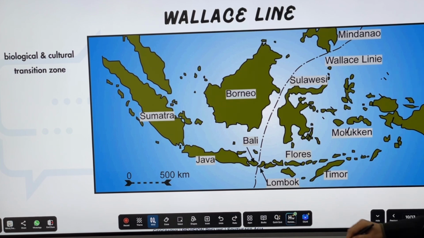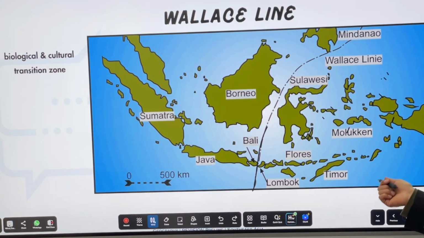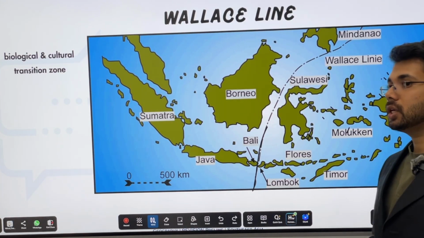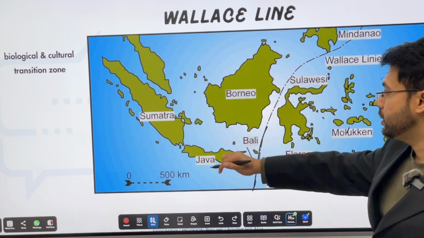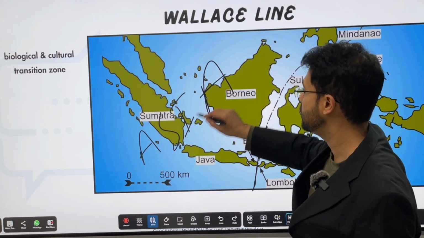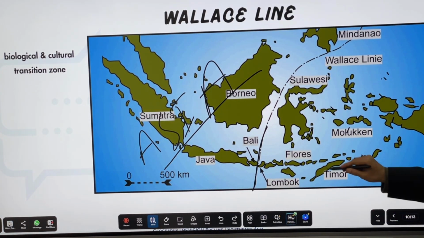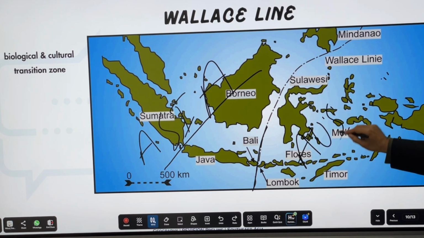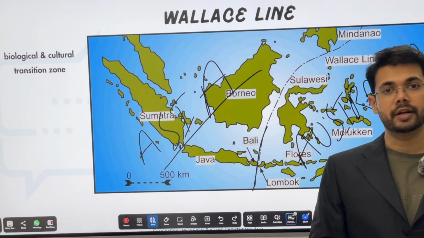Now, the Wallace line. UPSC can always ask what the Wallace line is. Remember, this is a line which separates Asia and Australia. The portion on one side of the Wallace line is Asiatic in nature. All the flora and fauna, that is animals and plants, are Asiatic in nature, while those south of the Wallace line are Australian in nature. That means they are more related to the fauna and flora found in Australia.